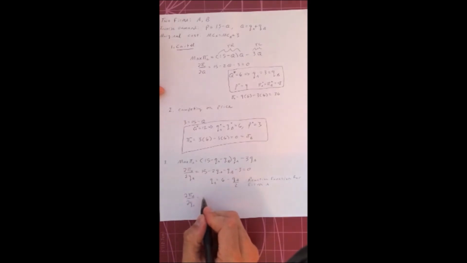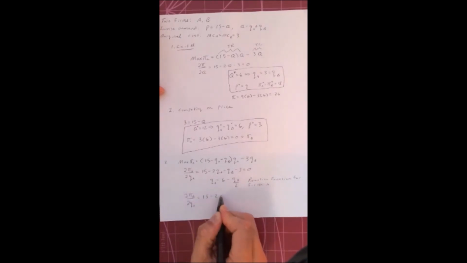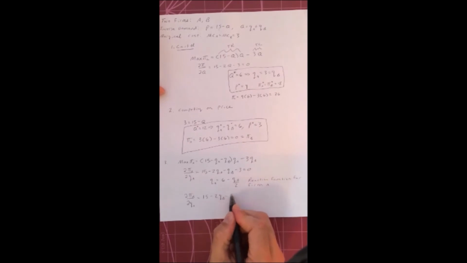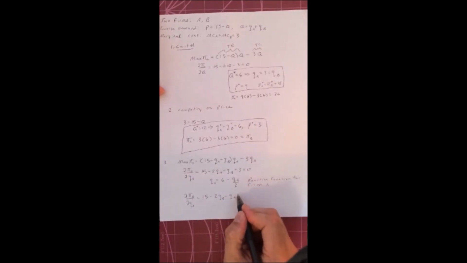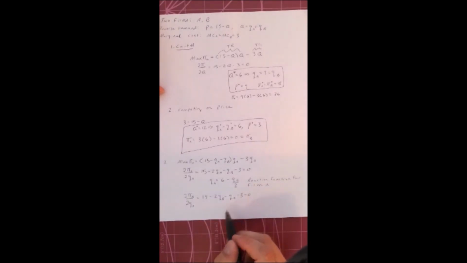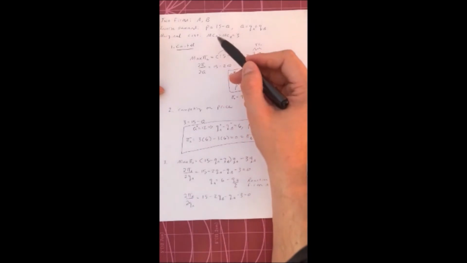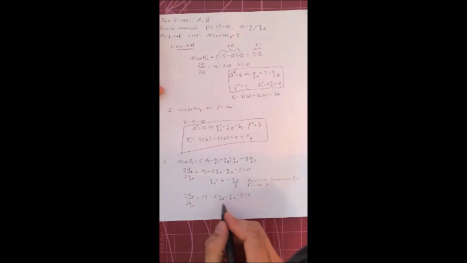Okay, so 15 minus 2QB minus QA. You notice this is the exact same equation except we're switching QA and QB around. We know this because of the symmetry in their marginal costs of 3. So I automatically will know that QB equals 6 minus QA over 2. Okay, so this is the reaction function for firm B.